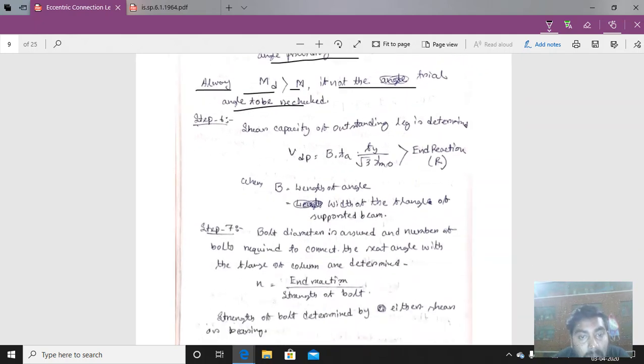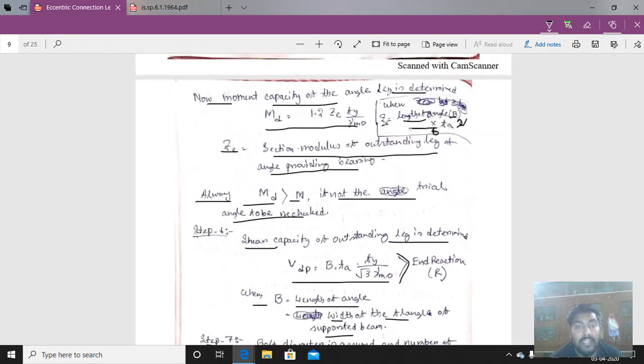Then coming to step number 6, the shear capacity of the outstanding leg is determined by that formula, B into TA, where B is the length of the leg and TA the thickness of the angle, divided by that formula. It should be greater than the end reaction, that is the load acting. Clear? Then B is the length of the angle, the width of the flange of the supported beam. Okay, B is the length of the angle.